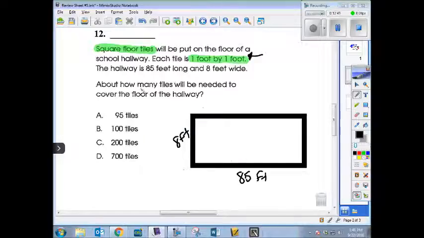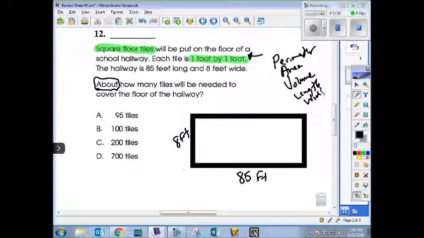And remember, you need to think about what unit of measure you would use. Would you use the perimeter? Is that what you need? Would you be doing the area? Would you be doing the volume? Would you be doing the length, width, whatever? Which one of those would be describing 1 foot by 1 foot square tiles? Okay, I'll let you go from there on that one.